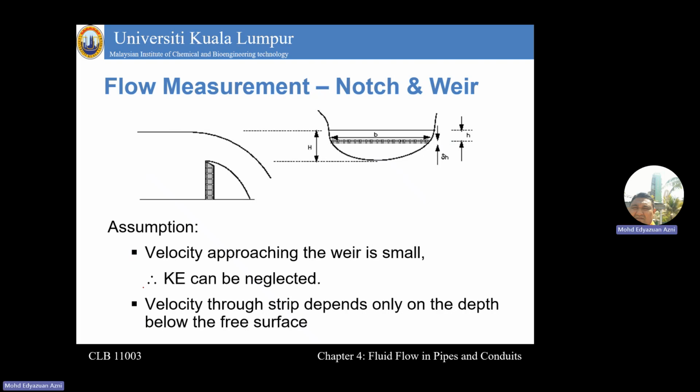So we assume in a notch or weir, the velocity approaching the weir is small. The weir stops the flow over here, so the flow of the river is small compared to the one over here. This is fast, but over here, point number one, the velocity is small. So we neglect the velocity, and the velocity through a strip depends only on the depth below the free surface. Okay.